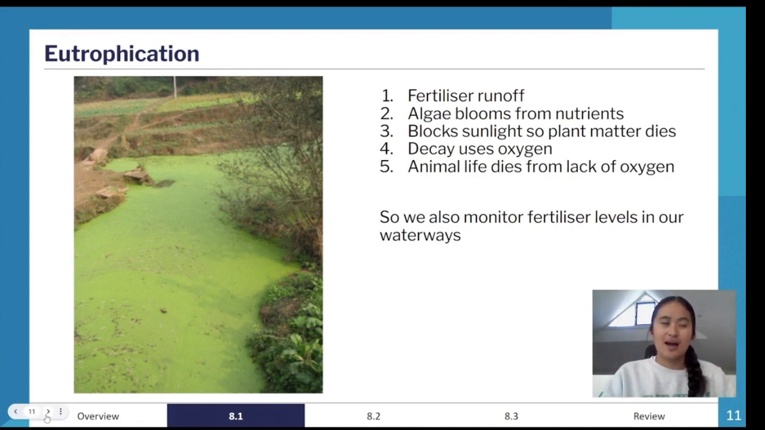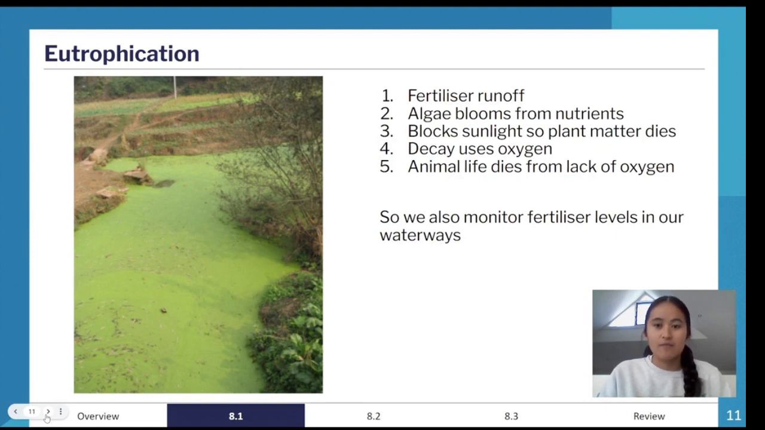So first, what happens is that fertilizer runs off into waterways, and the nutrients from this promote algal bloom, that is the green stuff that is on top of the water. And then what happens is, you can see in that photo that the green stuff is quite dense, quite thick. So basically, we need to make sure that that doesn't happen, because if that does happen, then that blocks the sunlight from going into the water, and it prevents the plant matter in the water from being able to photosynthesize. When it's unable to photosynthesize, that plant matter dies and the decay uses up oxygen.